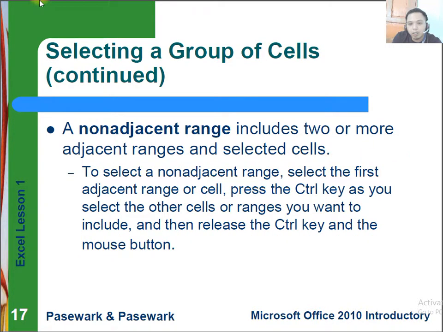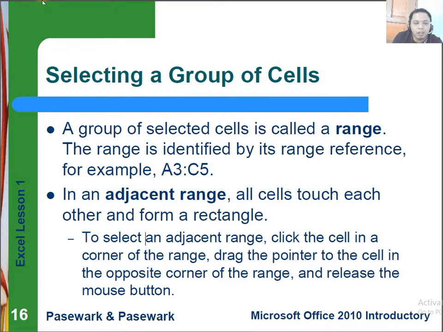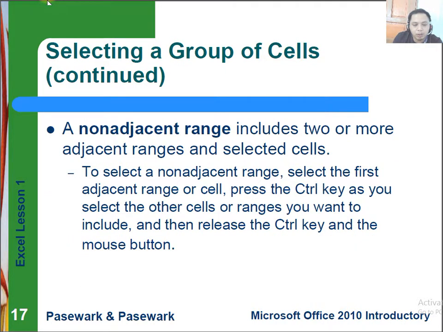Okay, selecting a group of cells. Okay, pag sinabi naman natin non-adjacent range, ibig sabihin hindi makakatabi. Kanina, adjacent sila, adjacent range, makakatabi lang yung mga cells. While dito naman, non-adjacent, ibig sabihin hindi sila makakatabi. Okay, so paano mag-select nito?